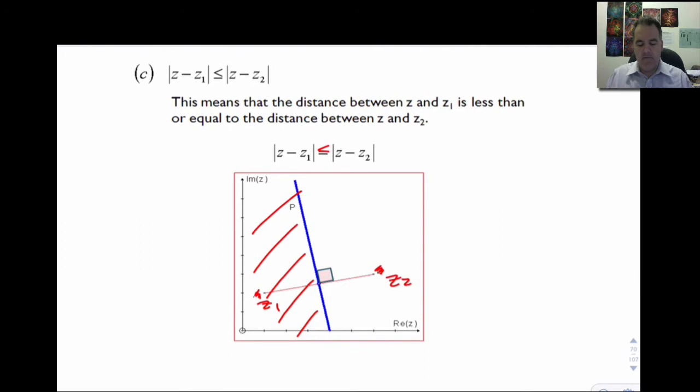And lastly, if I say the set of points that are closer to z1 than z2, that's what this little thing here says, give me the set of points where the distance from z to z1 is less than the distance from z to z2, then we're shading one side of the line there.